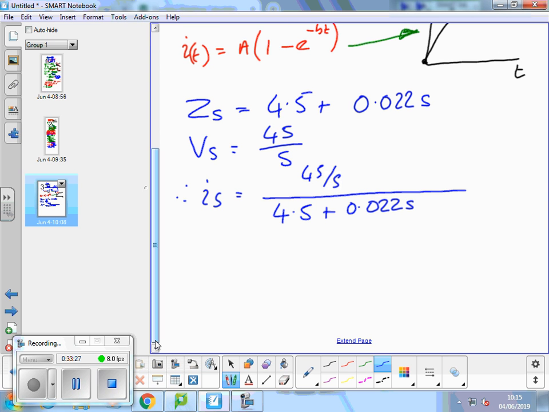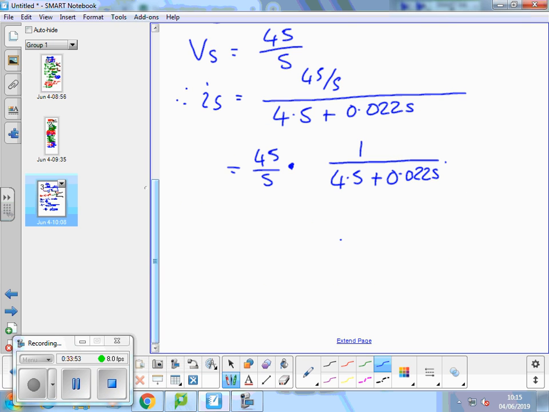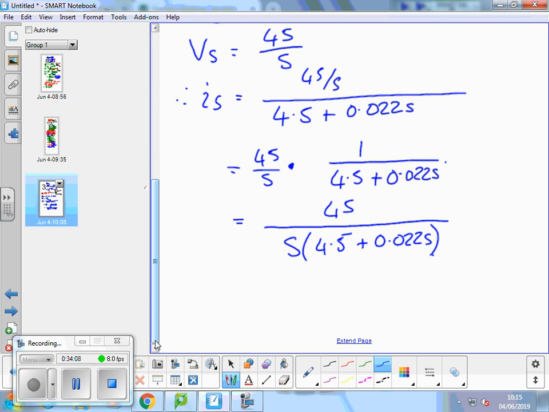And then what do we do to that? Fraction divided by another fraction. We flip it over, so we say 45 over s times 1 over 4.5 plus 0.022 s. And then we can say that's 45 on the top, and that's s times 4.5 plus 0.022 s on the bottom.